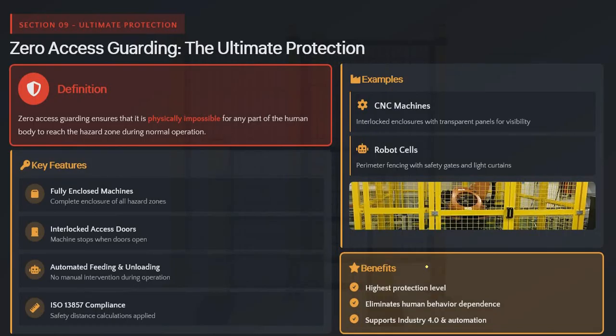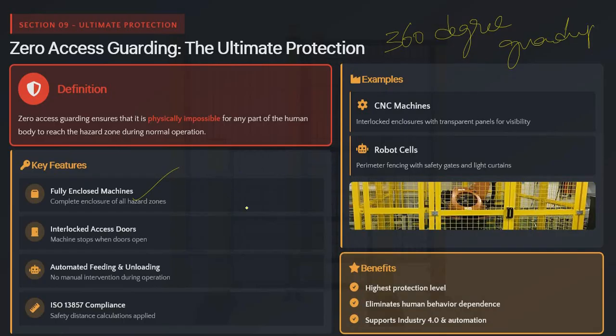And this is the final topic, zero access guarding, the ultimate protection. Zero access guarding is normally called 360-degree guarding. On any side, any physical interaction with the hazard is not possible. So that is 360-degree guarding. Zero access guarding ensures it is physically impossible for any part of the human body to reach the hazardous zone during normal operation. So that means fully enclosed machines.